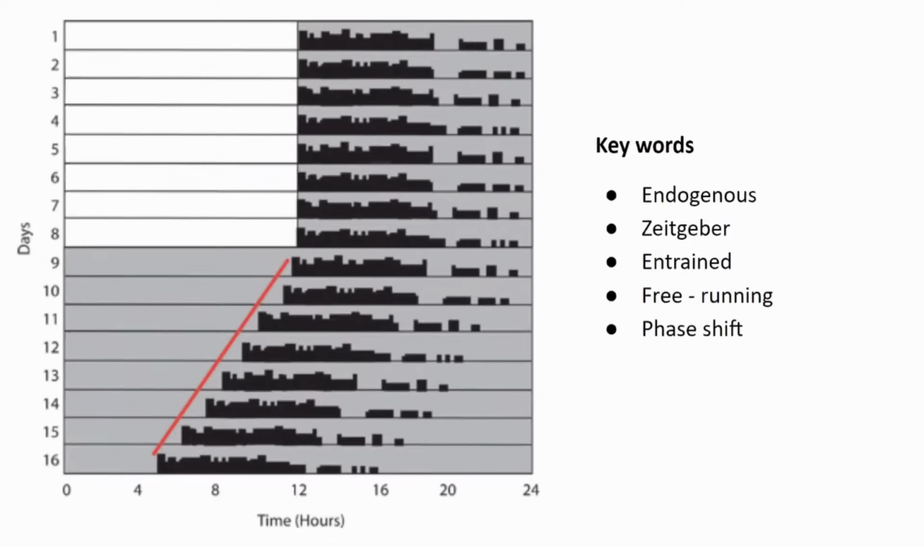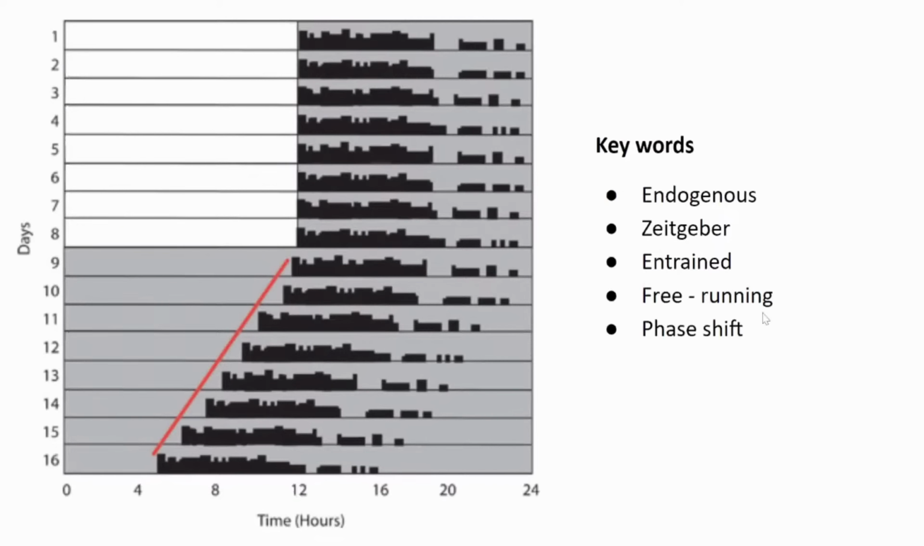So from now on, we can give it that circa prefix, that circadian rhythm. Okay, so some of the key words I've put down the side are our endogenous rhythm and Zeitgeber. So Zeitgeber means environmental cue. In this case, from days 1 to 8, our environmental cue was light and dark. That's our Zeitgeber. When we removed that, the rhythm continued, although it shifted slightly. From that, we can say that is endogenous.